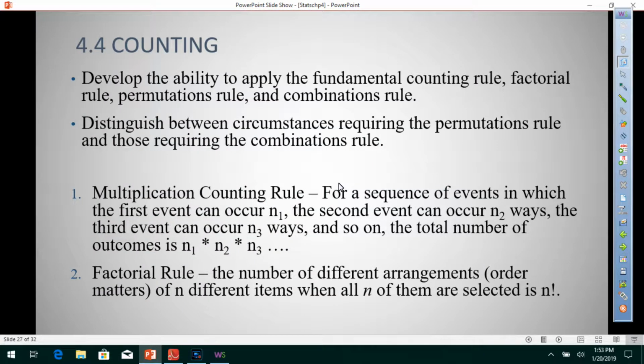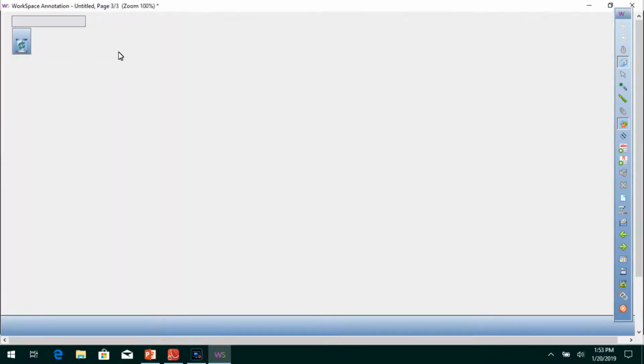Factorial rule. The number of different arrangements, where order matters, of n different items when all n of them are selected is n factorial. Okay. Now what would be a good example of that?